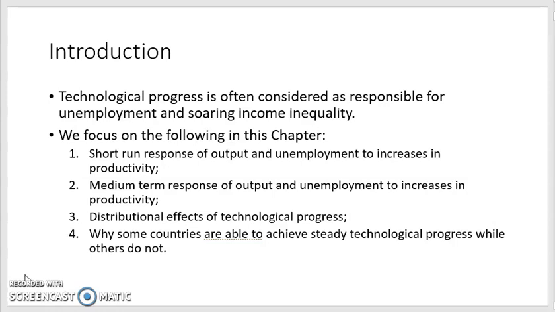We'll cover this chapter by looking at four basic sections. Section 13.1 looks at the short run response of output and unemployment to an increase in productivity. Section 13.2 looks at the medium run response of output and unemployment to an increase in productivity. Section 3 focuses on the distribution effect of technological progress. And section 4 discusses why some countries are able to achieve steady technological progress and others do not.